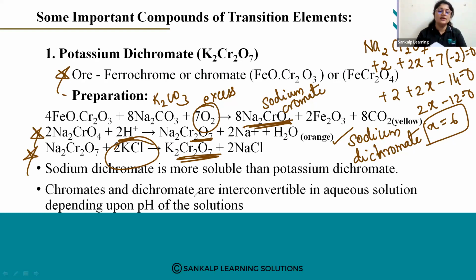Then the next is what? It is used in oxidation reactions. So this potassium dichromate is used in oxidation reactions. In acidic solution, it acts as a strong oxidizing agent. So potassium dichromate is a strong oxidizing agent. So these are said to be good oxidizing agents.